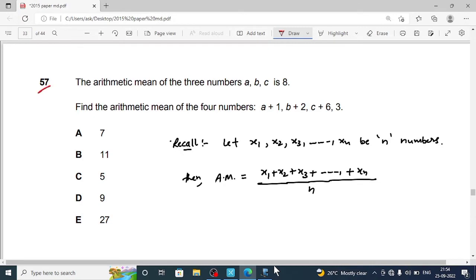Question number 57 of IMAT, and in this question the arithmetic mean of three numbers A, B, C is 8, and find the arithmetic mean of four numbers A plus 1, B plus 2, C plus 6 and 3. Recall that if we have n numbers, that is x1, x2, x3 and xn, then in this case the arithmetic mean, that is AM, is equal to the sum of all these numbers upon n, that is x1 plus x2 plus x3 and so on plus xn upon n.